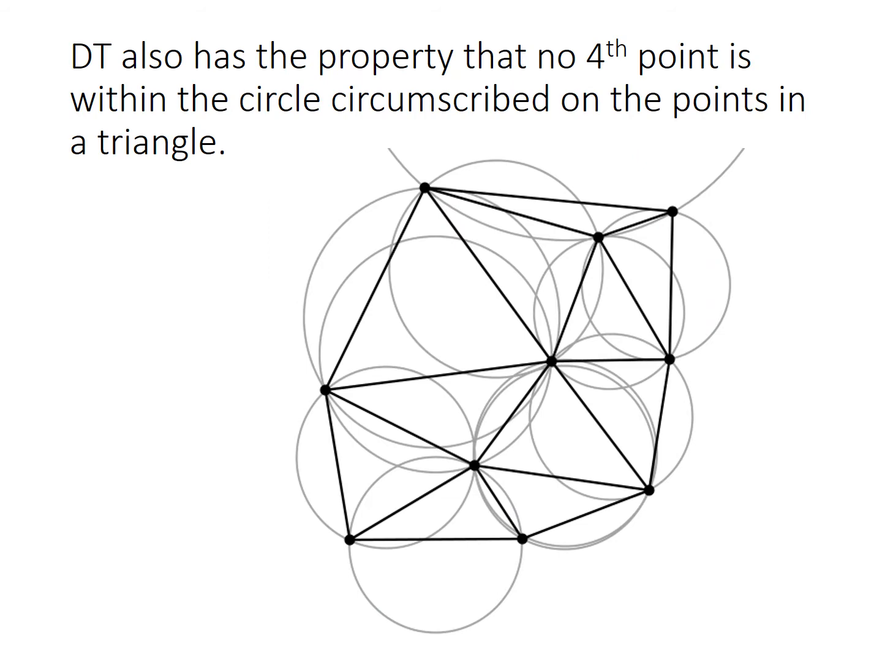A Delaunay triangulation has an interesting property, and that is that no fourth point is within the circle circumscribed by the points of a triangle. So if you take a triangle and use those 3 points to make a circle, no other point will be within the bounds of that circle.